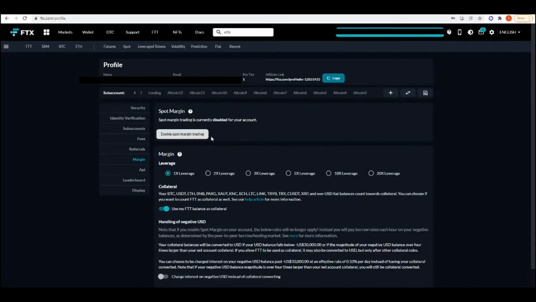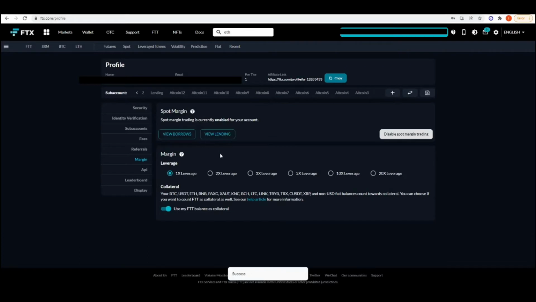And then there, this will say enable spot margin trading. I'll just show you now. So enable spot margin trading, you're going to need to press that. And then here it will have your different leverage ratios that you can max out on. I recommend that if you're a beginner, obviously this isn't financial advice, you wouldn't really want to go above 1x leverage.